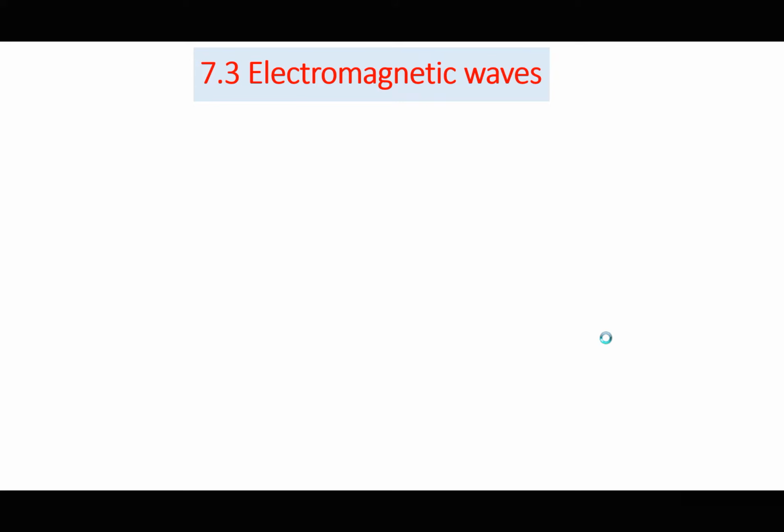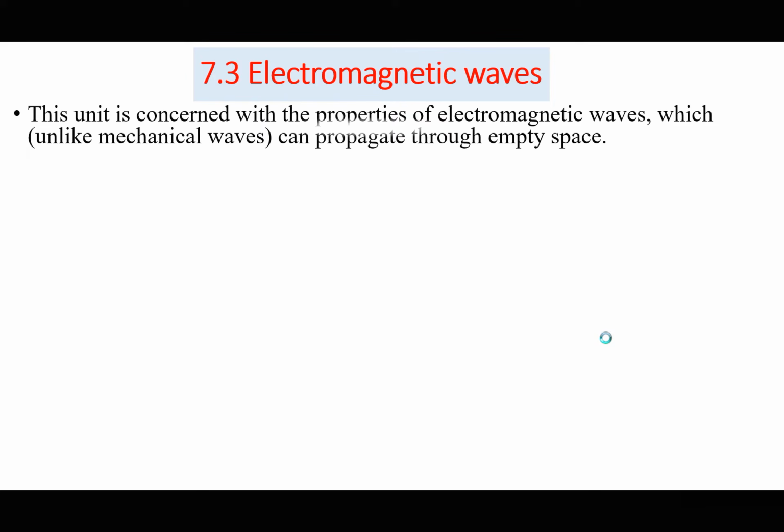This is actually 7.3. Remember, in 7.1, we looked at progressive waves and an introduction to waves. In 7.2, I think we talked about the Doppler effect. And in 7.3, we should explore electromagnetic waves. This unit is going to be concerned with the properties of electromagnetic waves, which, unlike mechanical waves, can propagate through empty space. They can travel through a vacuum.